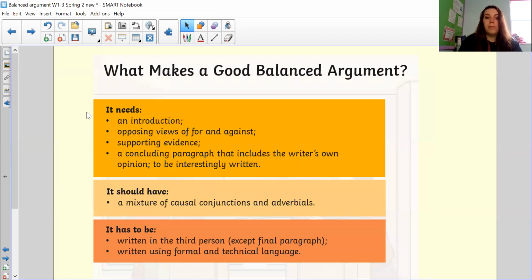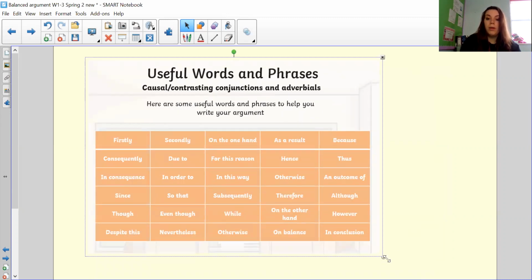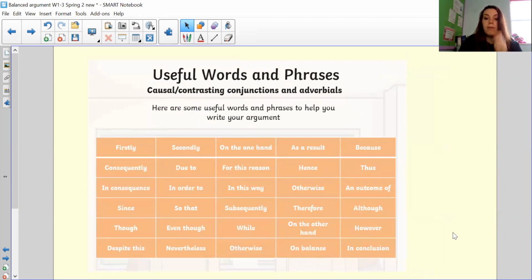What makes a good balanced argument? It needs an introduction, opposing views, so our for and against, evidence, and a paragraph that includes our own opinion. It should have a mixture of causal conjunctions and adverbials, and it has to be written in the third person using formal and technical language. So here are some useful words and phrases that we looked at on Wednesday. In conclusion, however, therefore, otherwise. And these are all really good formal words to help us to write our own balanced arguments next week.